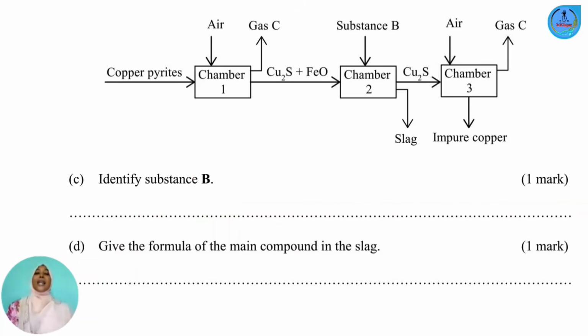Part C, identify substance B. Substance B is the one that is being passed into chamber C. In chamber 2, what were we doing? We were reacting it with silica, also known as silicon 4 oxide. This is so as to lead to the formation of slag.